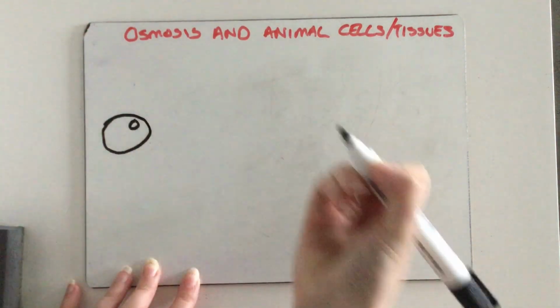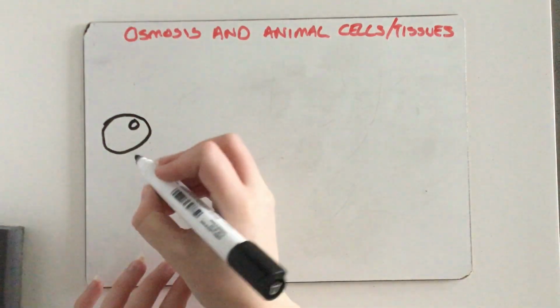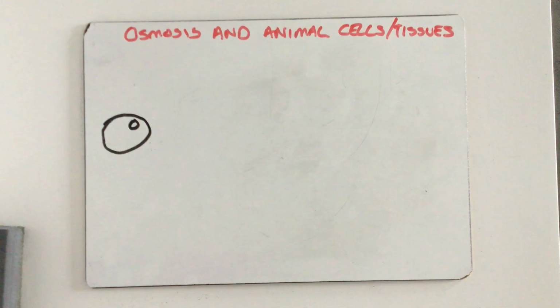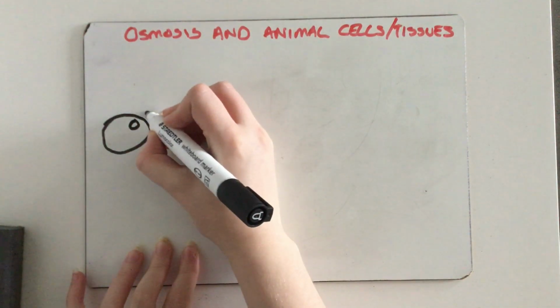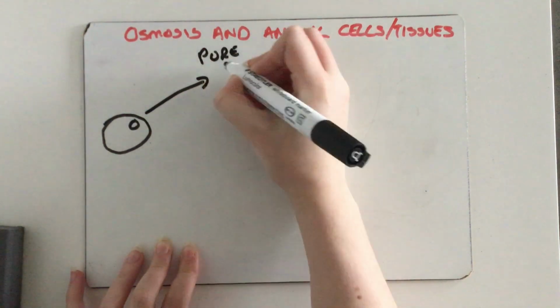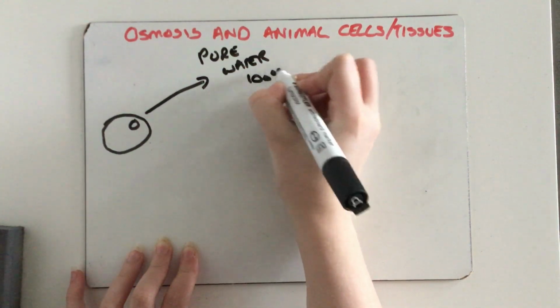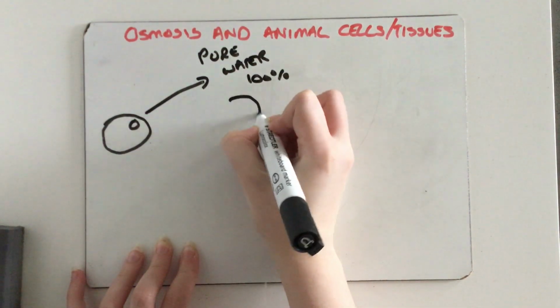We're not going to draw the ribosomes and mitochondria and stuff here because we don't really need to look at those for osmosis. Now we're going to imagine that we take our animal cell, which could be our red blood cell, could be a skin cell, and we're going to place it first of all into a pure water solution. So when you see pure water, that means 100% water. So we're going to take our animal cell and place it in 100% water.